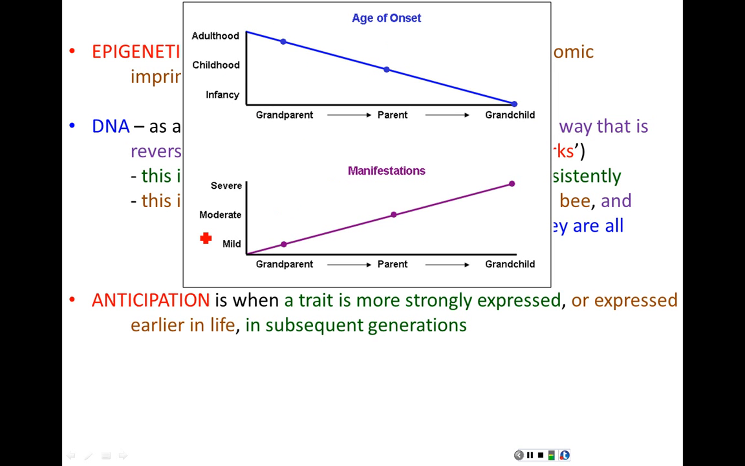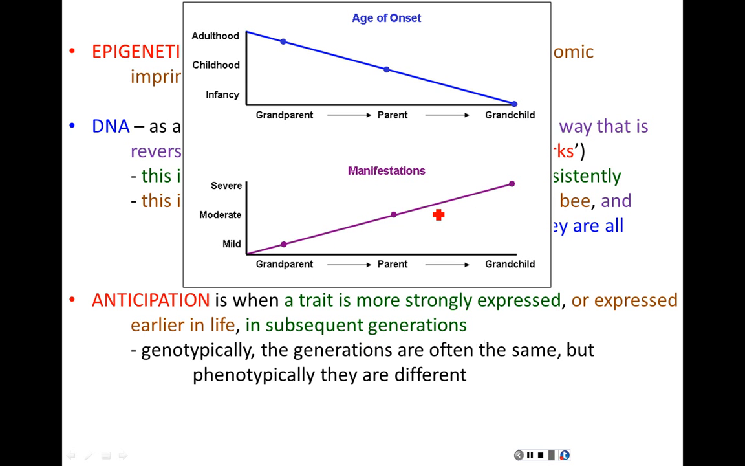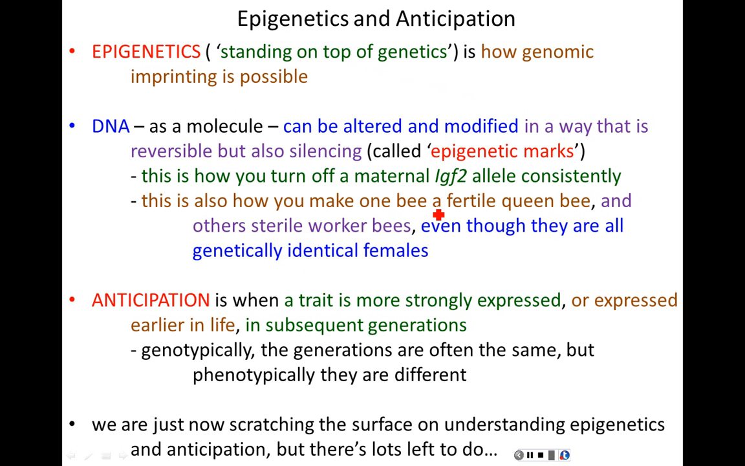It also works with the severity of the trait. Again, same genotype in 3 generations. The grandparent showed the trait, but it was mild. The parent showed the trait, but it was moderate. The grandchild shows the trait, and it's severe. So in subsequent generations, from grandparent to parent to child, the trait either expresses earlier in life or more severely. Genotypically, these individuals are the same. Phenotypically, they present differently. Why?